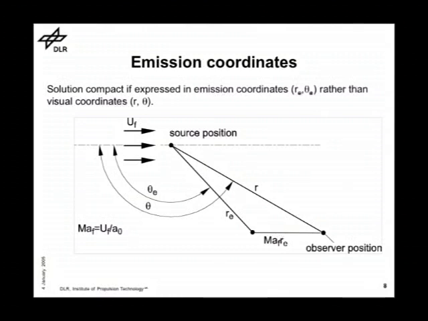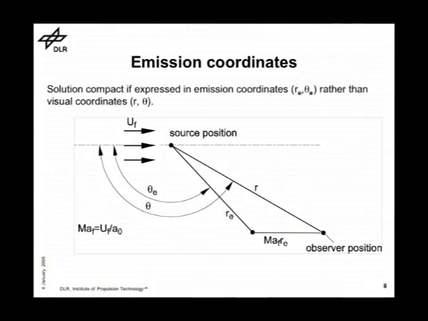This equation, this convective wave equation, has a very simple solution, a very compact computation, if you describe the results not in terms of the angle theta relative to the nozzle or to the source and the distance from the source, but in terms of the wave normal distance and in terms of the wave normal angle. This is a wind tunnel situation, nozzle fixed.